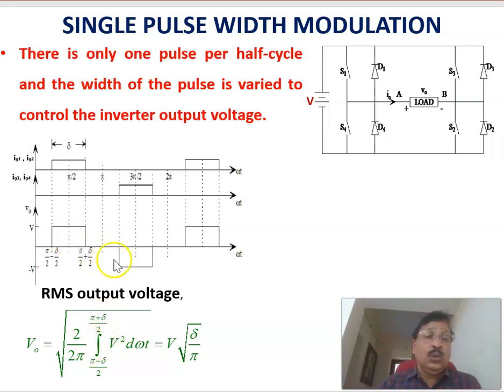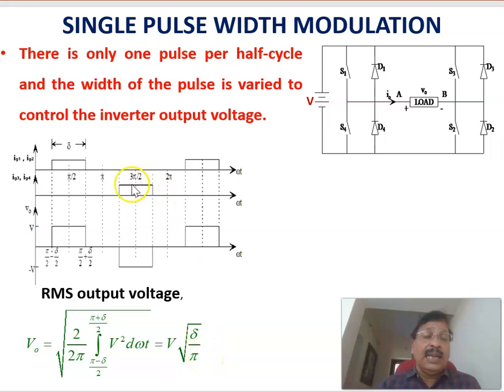And there are two such pulses, so that is multiplied by 2, and that is divided over 2 pi. So it's a root mean square value: square root of 2 by 2 pi, integral from pi minus delta by 2 to pi plus delta by 2 of v squared d omega t. If you integrate, you will get v into root of delta by pi. Therefore, this is the RMS value. The total RMS value of this inverter output voltage is given by v, that is the DC voltage, into root of the pulse width delta divided by pi.